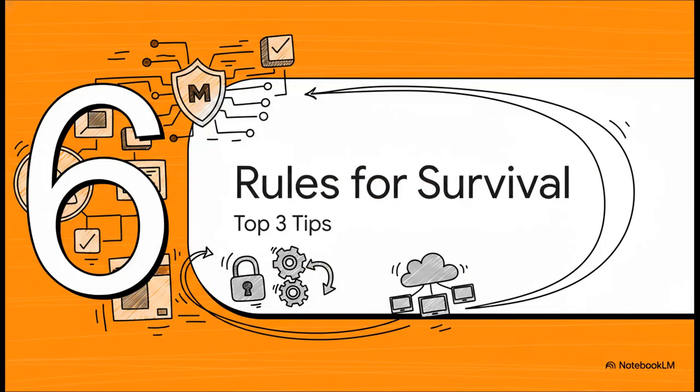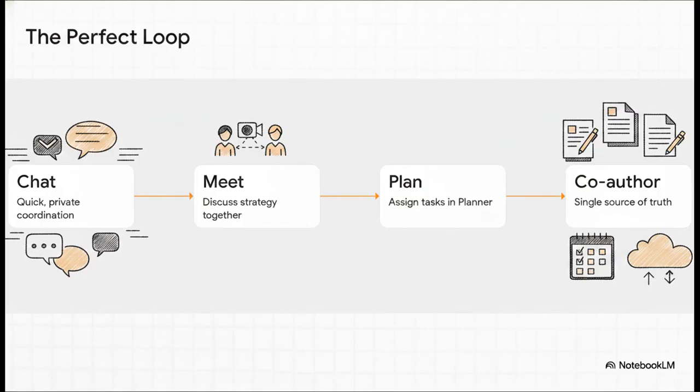And finally, Section 6, 3 rules for survival. To wrap up this mission briefing, we need to lock in an operational framework that stops digital chaos from taking over. And this brings us to the perfect, repeatable workflow loop. How should you actually be working every single day?